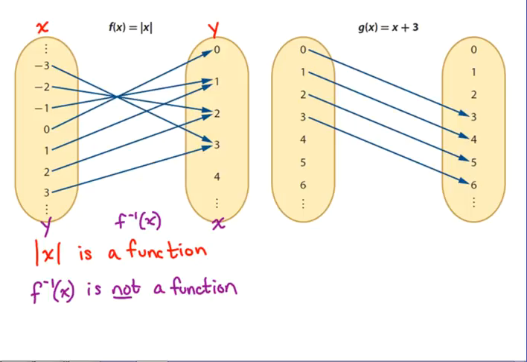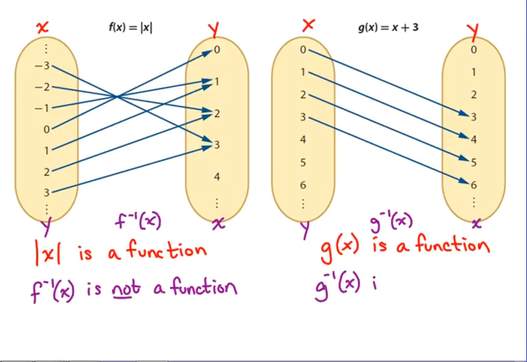Okay? Now, another function here, let's look at g of x. It's a linear function, x plus 3. If we look at it the same way, we've got x values here, we've got y values here. Each x only goes to one y, so g of x is a function. If we graphed it, it would pass the vertical line test. We can see there's only one arrow coming from each x value. Okay, and if we were to talk about its inverse, switching the x's and the y's, the inverse would also be a function.